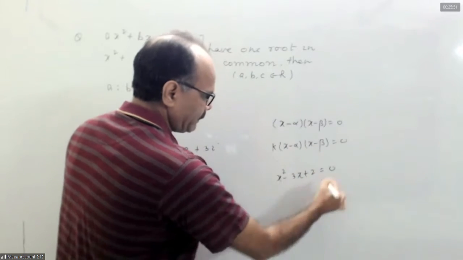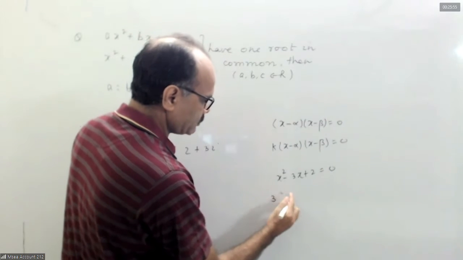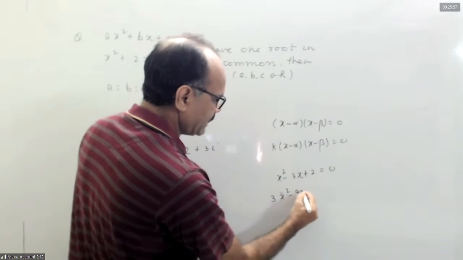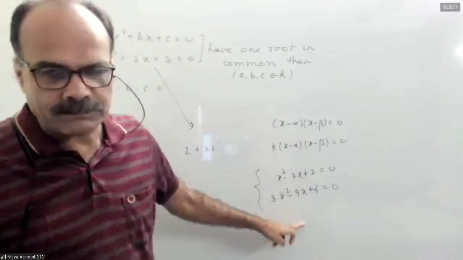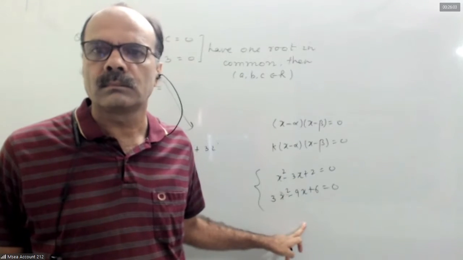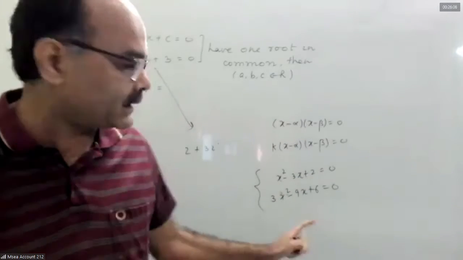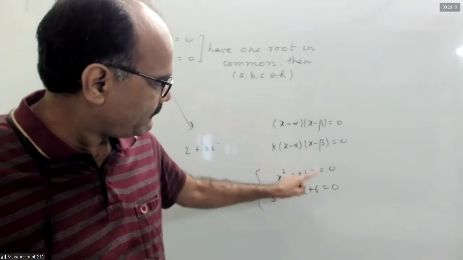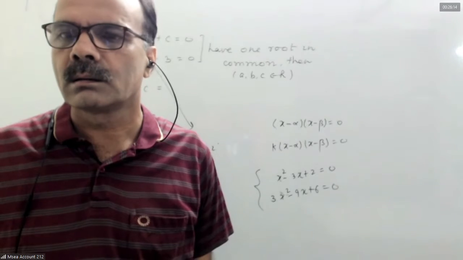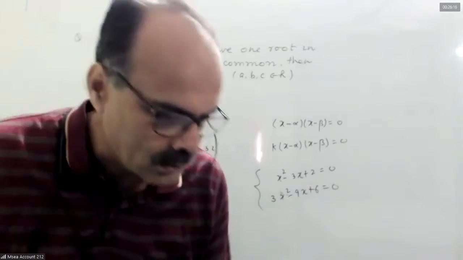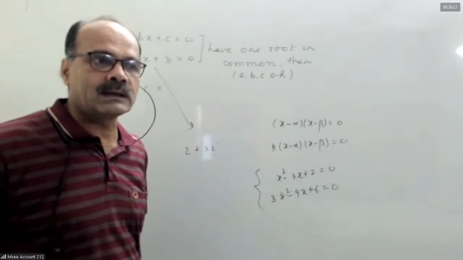If you multiply it by 3, 3x square minus 9x plus 6. The roots of both the equations are the same. What are the relations between the coefficients? Same ratio, sir. Yes, same ratio. Coefficients will be proportional.